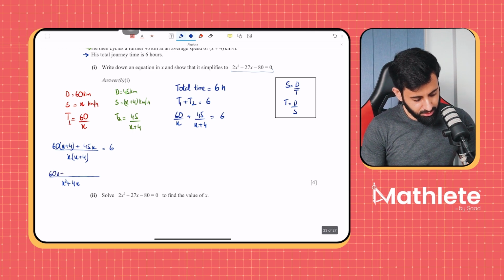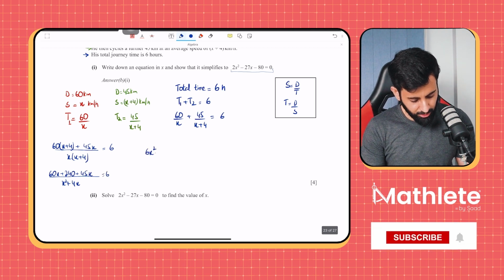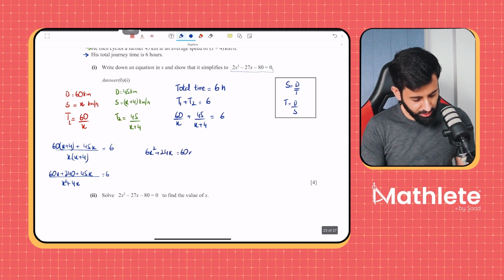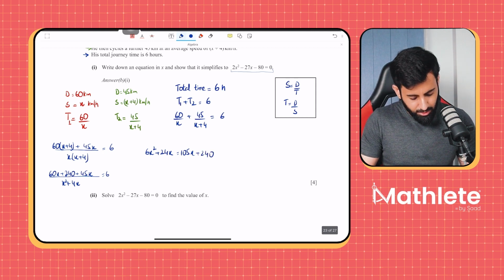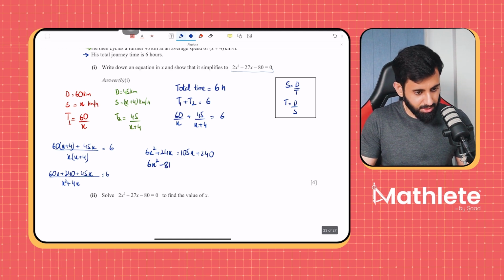So 60x plus 240 plus 45x equals 6. Now, if you cross multiply, you have 6x squared plus 24x, which is equal to 60x. In fact, let's add 60 and 45x, so that's going to be 105x plus 240. Now, if you take everything over to the left-hand side, you will have 6x squared, 24 minus 105 is negative 81x, and minus 240.